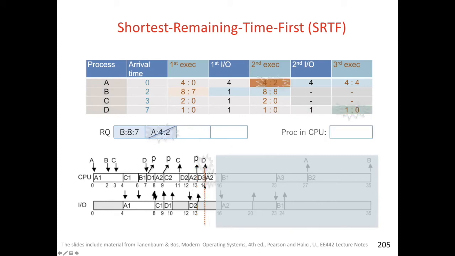Now at time 14, the third execution of process D finishes. It terminates and leaves the system. Process A is the one having the shortest remaining time in the ready queue, so it is chosen for execution.